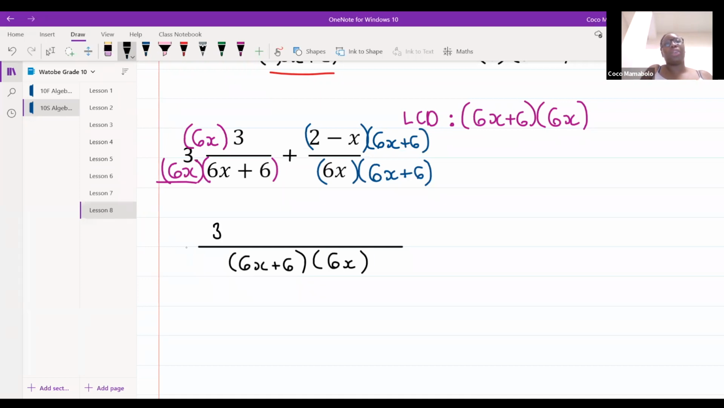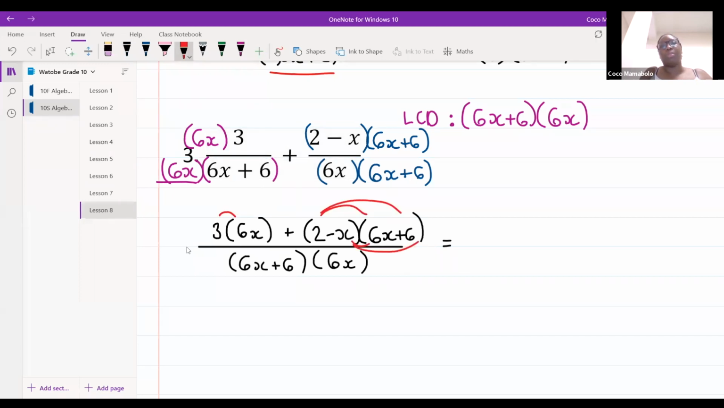I've got 3 multiplied by 6x plus, now I've got 2 brackets, 2 minus x multiplied by 6x plus 6. I want you guys to simplify just the numerator, just the top. Multiply that out, and then over here, do top, top, do bottom, bottom. Then give me an answer in the chat once you're done. Don't forget my denominator. My denominator doesn't go away. It stays with me. 6x plus 6 multiplied by 6x.